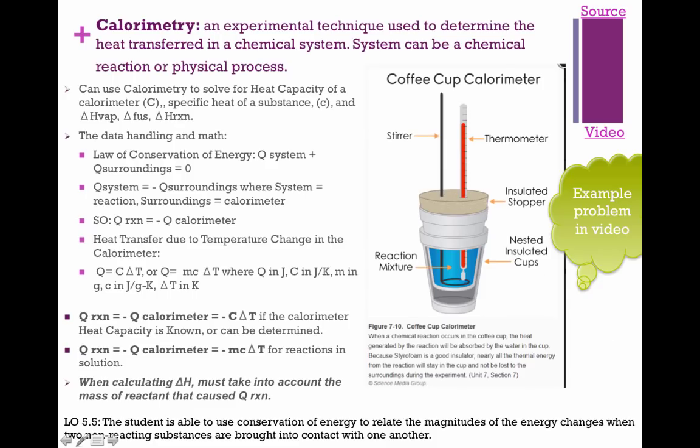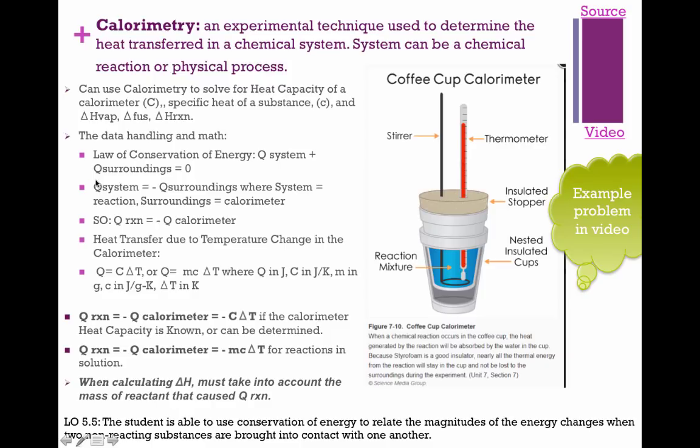So then calorimetry. We did quite a few calorimetry problems, but this is just how we determine heat. You can use it to solve for the heat capacity of the calorimeter, which you guys did. You can use it to find the specific heat of a substance, which you guys did. And you can also use it to find the heat of fusion of water, the heat of vaporization of water, or the overall heat of reaction, which is when we were just dissolving solids in water. That's some of the math it shows you here as well, because we always have to have the law of conservation of energy.